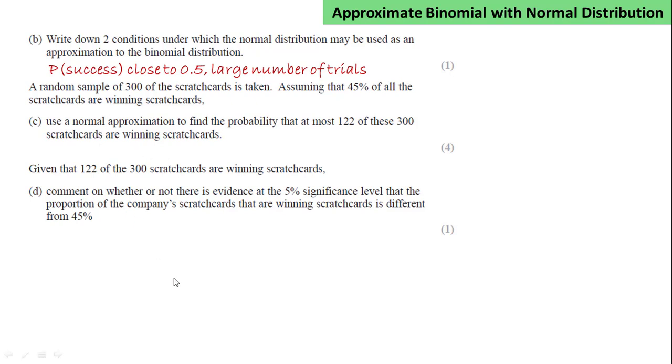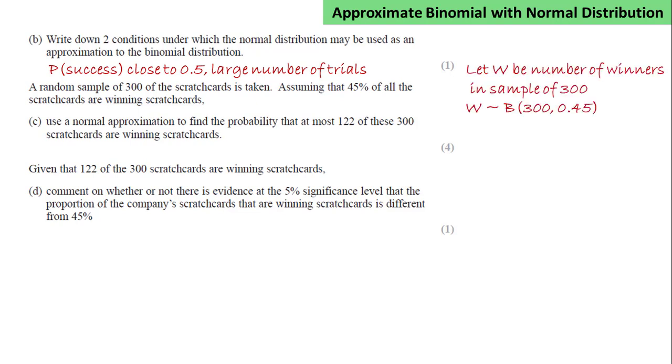A random sample of 300 of the scratch cards is taken. We're going to assume 45% of the scratch cards are winning cards, and we're asked to use a normal approximation to find the probability that at most 122 of these 300 scratch cards are winning cards. So, if W is the number of winners in a sample of 300, then W would be a binomial distribution, 300 trials with a probability of 0.45.